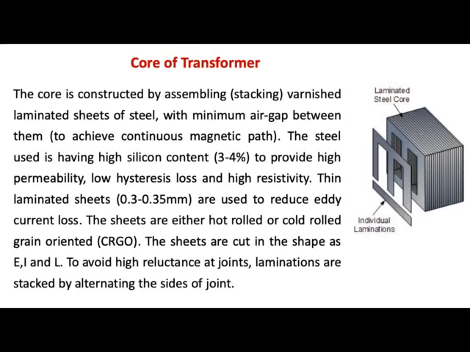To make these thin laminations, you add the silicon content so that it increases the permeability and it has low hysteresis loss. But if the silicon content is very high, the material will become brittle and these thin laminations can break. Hence, the silicon content is limited to 3 to 4%.